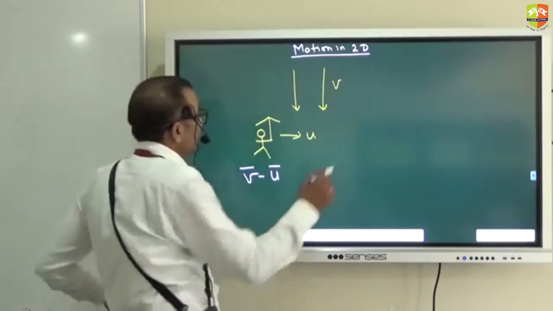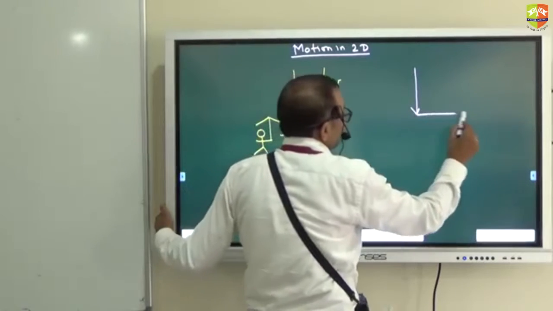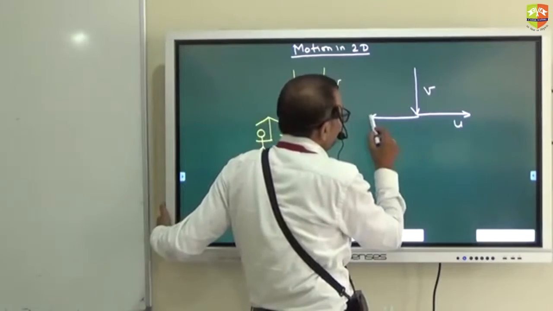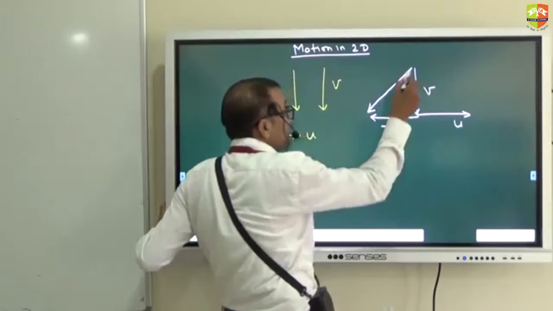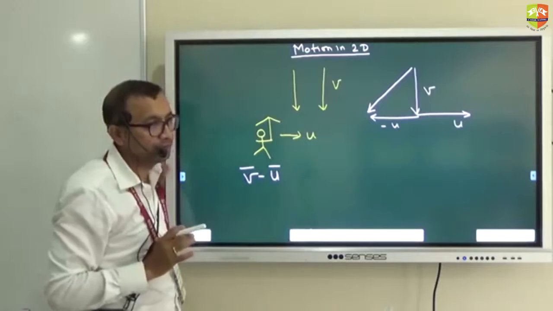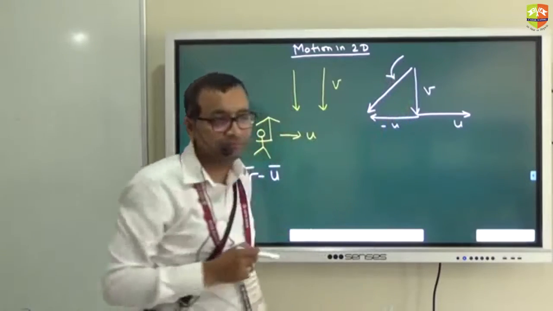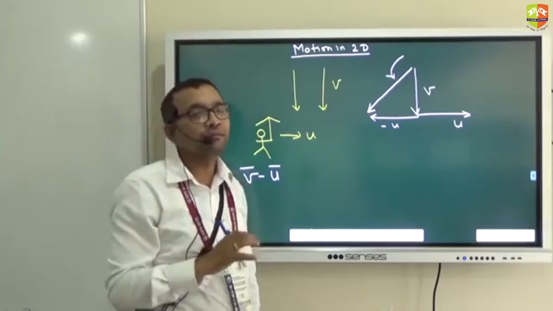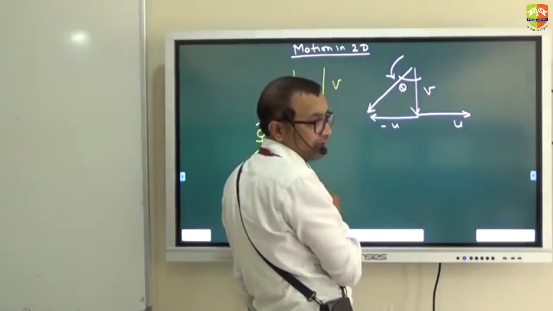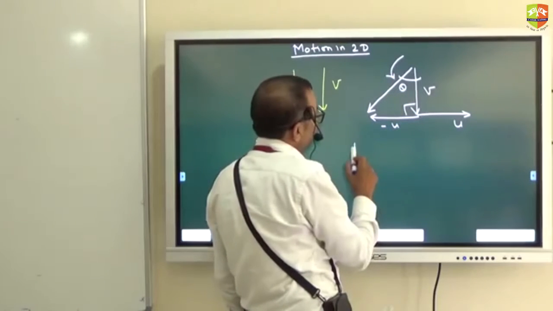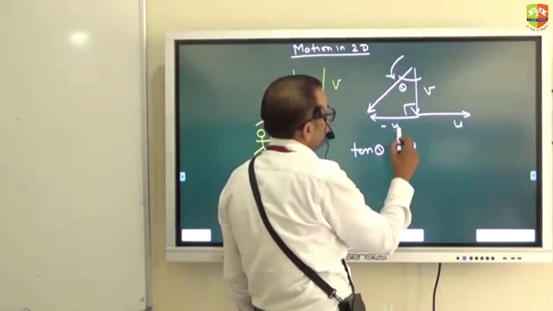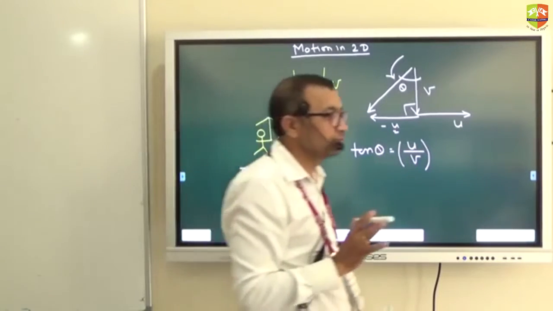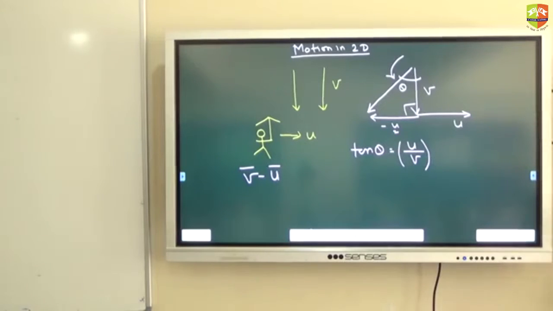Yes or no? So this is the rain's velocity V, that is the observer's velocity U. Now, if I have to do V minus U, this is U, so this is minus U. So this is the direction of rain's velocity with respect to the observer. This is what the observer will feel. Even though the rain is falling vertically, the observer is feeling the relative velocity. So I have asked you to find out this angle, tan theta. Now this is 90 degrees. So clearly tan theta is magnitude of the person's velocity divided by V. Simple.